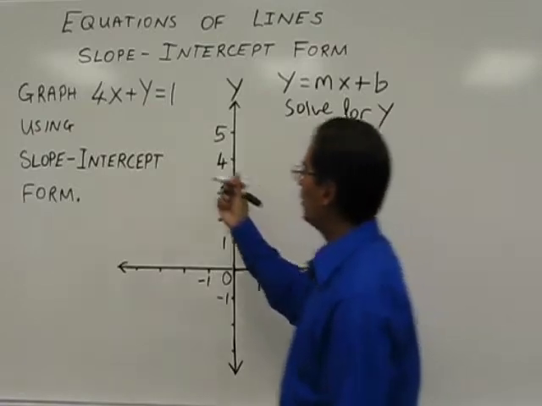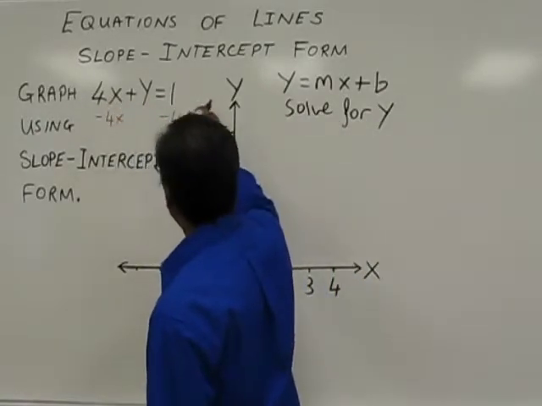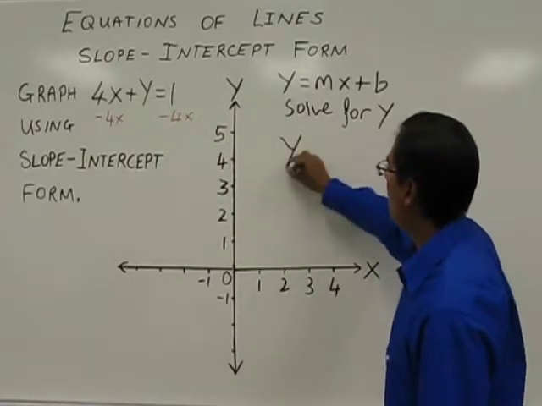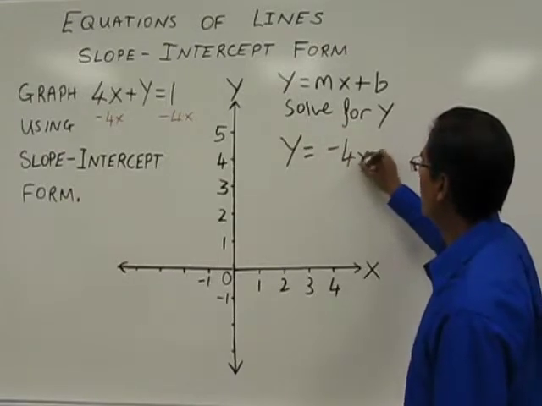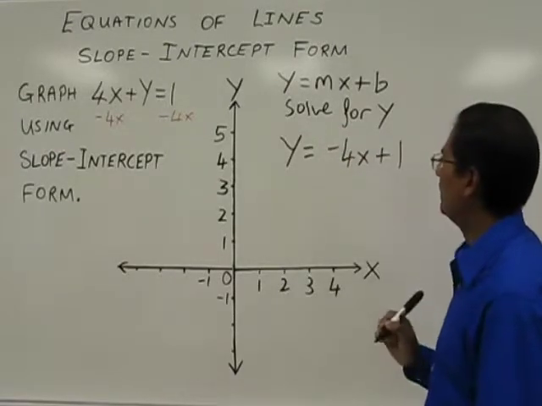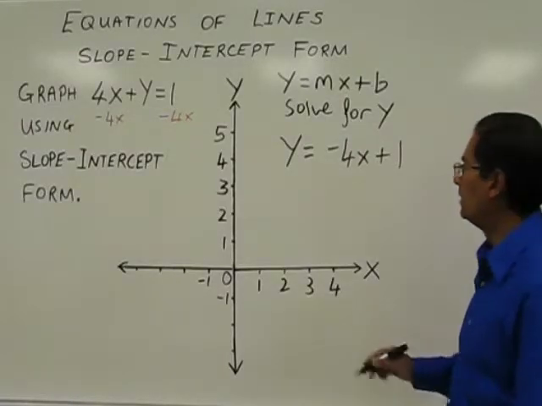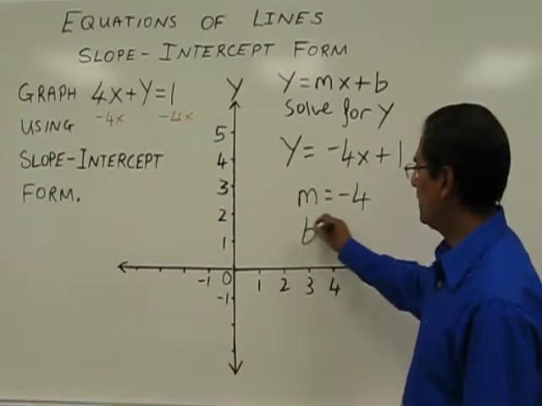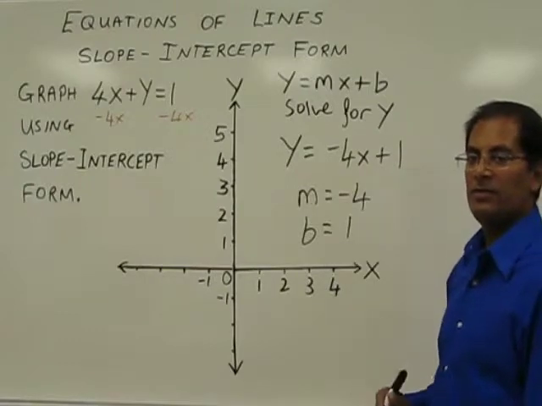So in order to solve this for y, I have to subtract 4x from both sides. And so what I'll end up with is y equals negative 4x plus 1. And now we have it in y equals mx plus b form, where m is negative 4 and b is 1. So now we're going to graph this.